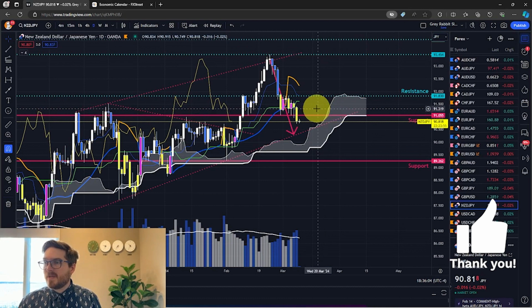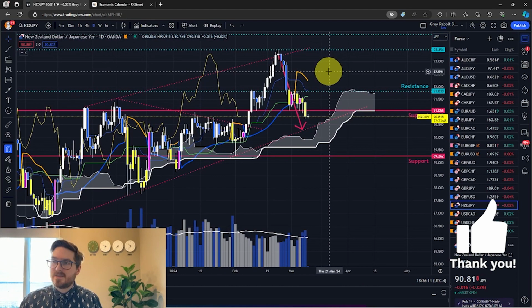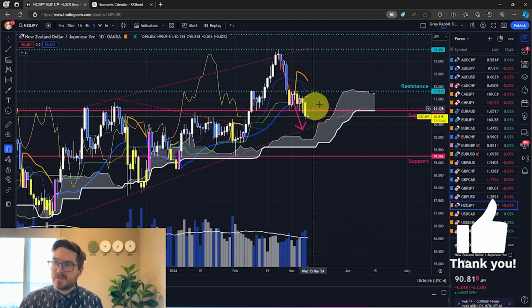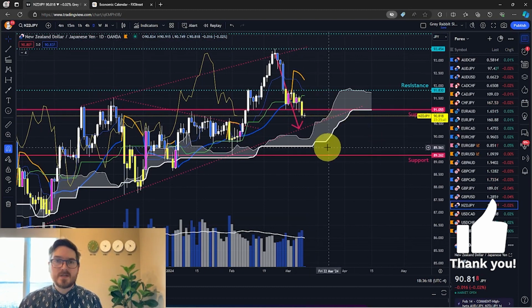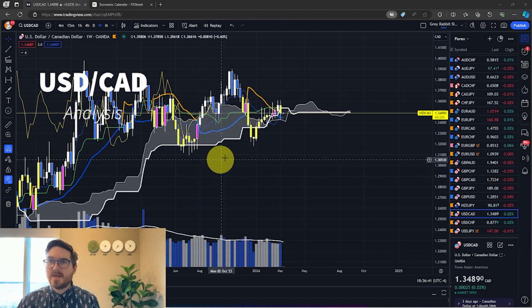Looks like it's already starting to get supported. So yeah, not really too much going on here, and we almost have a death cross forming. We've got the gray line here showing that the market is bearish. But yeah, not a lot of room this week to run. So I most likely will not be trading this pair. Okay, USD CAD on the weekly.